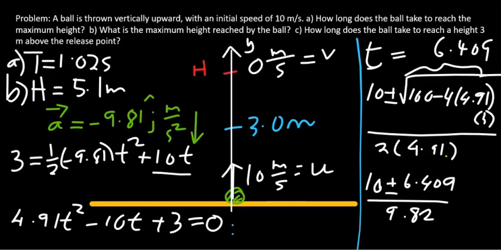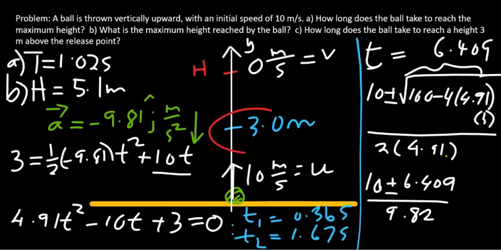And there are two solutions. The first solution is 0.36 seconds and the second answer is 1.67 seconds. So these are the two times the ball takes to reach that height above that release point. Of course, this is not really surprising because the ball passes twice through that 3 meter mark, once on the way up, that corresponds to that time, and once on the way down, that corresponds to the second number. And that solves the problem. Thank you for watching.